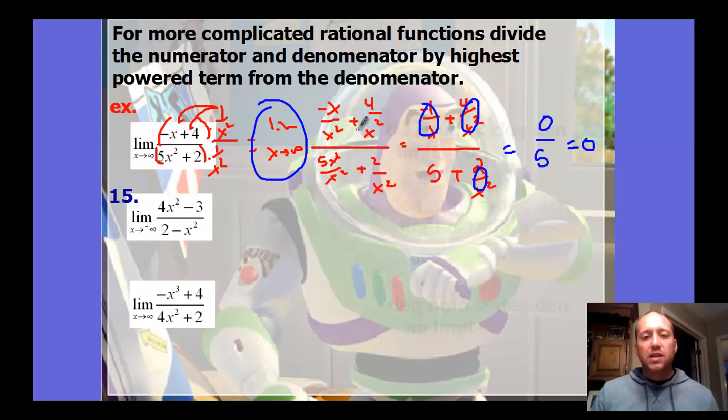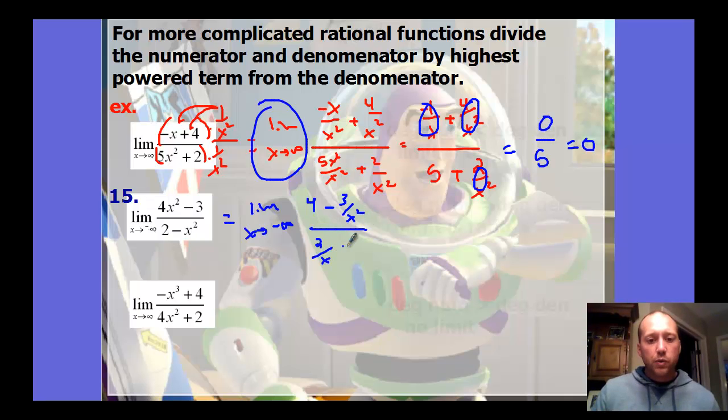We can use that technique to create these fractions, and then find the limit of each portion. If we did the same thing here, I'm going to divide both the top and bottom by x squared. It'd be the limit as x approaches negative infinity, and then I get 4 minus 3 over x squared, over 2 over x squared minus 1. Notice how I've done the division: I'm dividing each of these terms by x squared, and then reducing it. I get this rational expression. Then the limit as x approaches negative infinity is 4 minus 0 over 0 minus 1, which is negative 4.